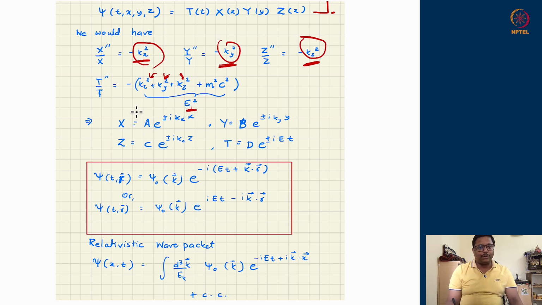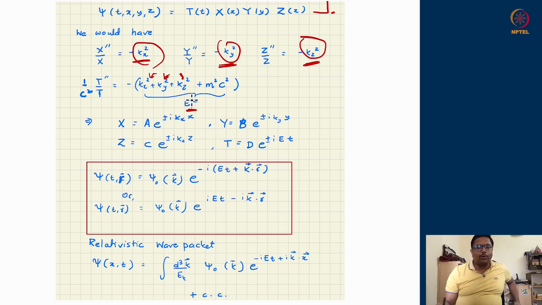Together they determine what E is. So there should be a 1 over c square, which I have missed in this notation. So this 1 over c square times t double primed upon t should agree to that. So kx, ky, kz determine this E because they have to satisfy the differential equation.